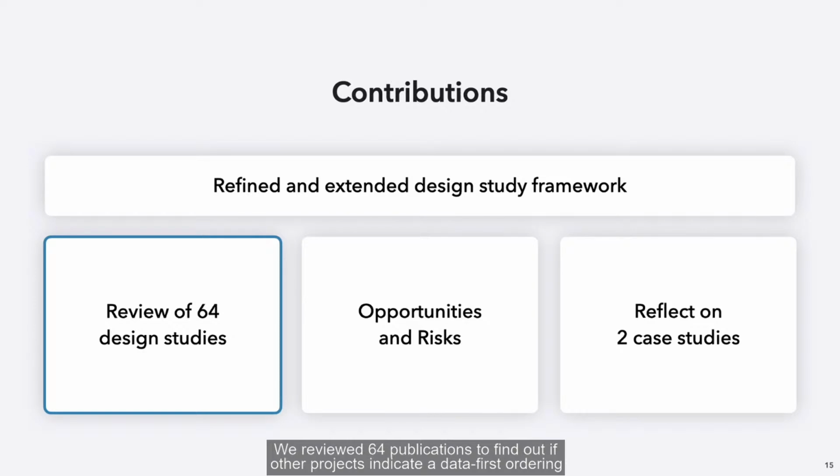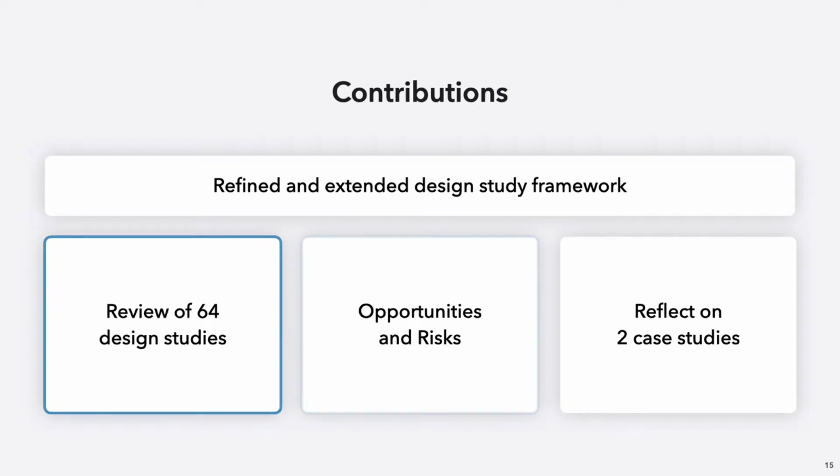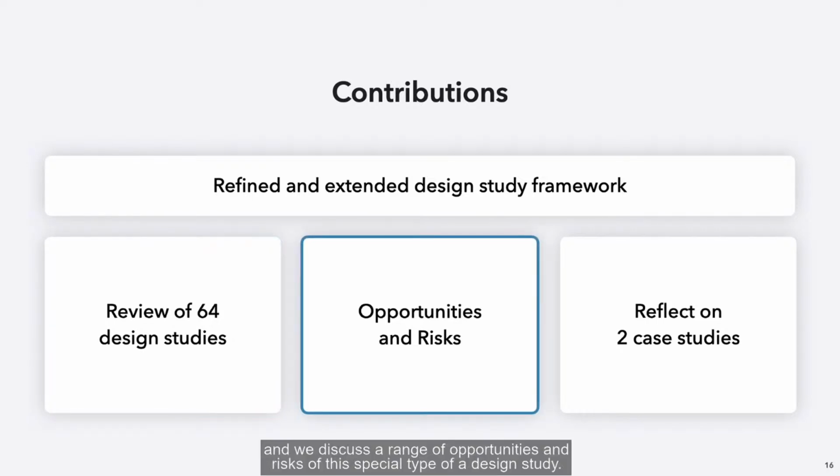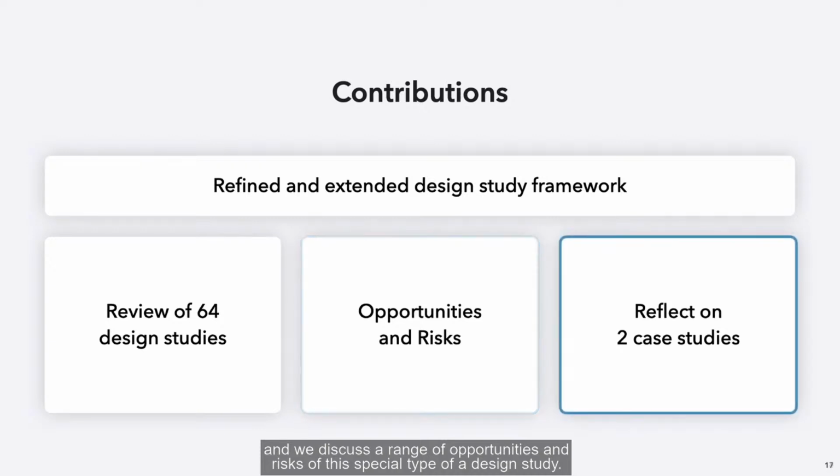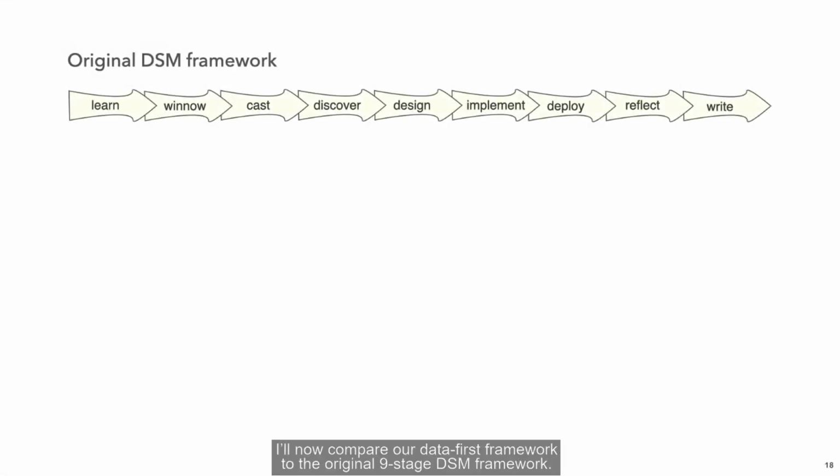We reviewed 64 publications to find out if other projects indicated data-first ordering explicitly or implicitly as well. And we discuss a range of opportunities and risks of this special type of design study. We also reflect on 2 previously published studies that guided our initial thinking. I will compare our data-first framework to the original 9-stage DSM framework.